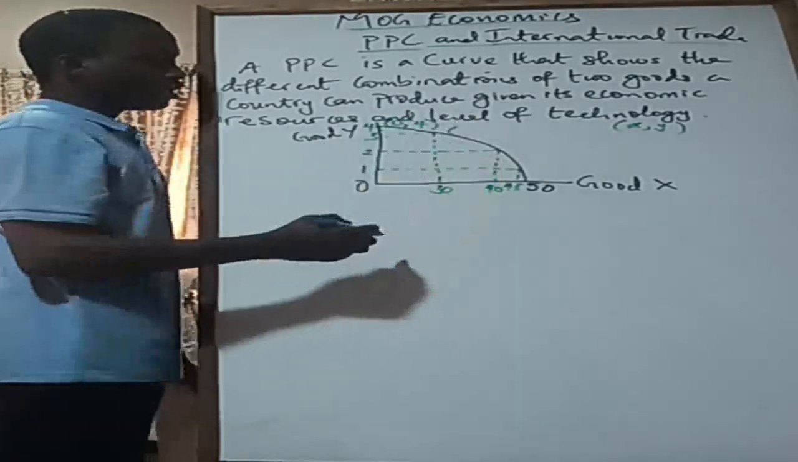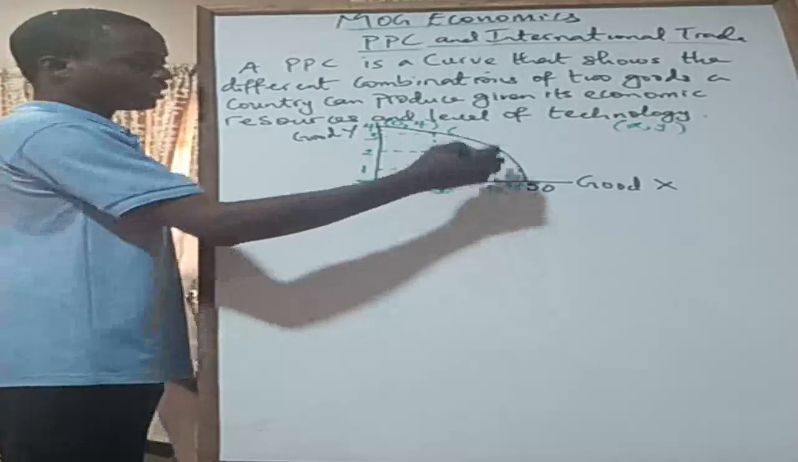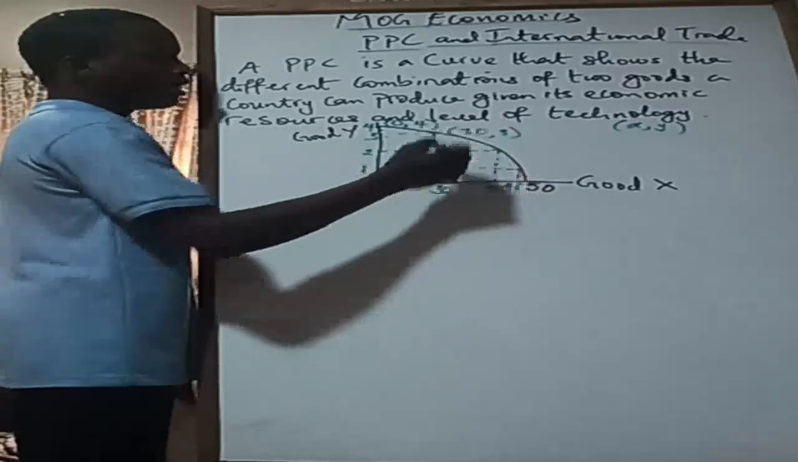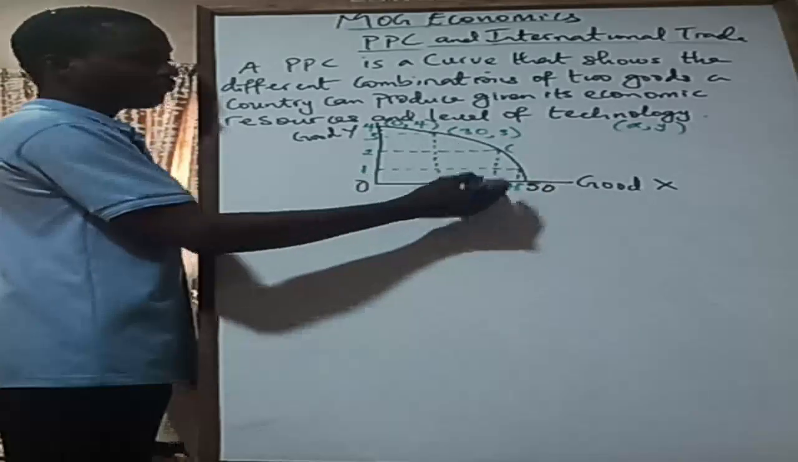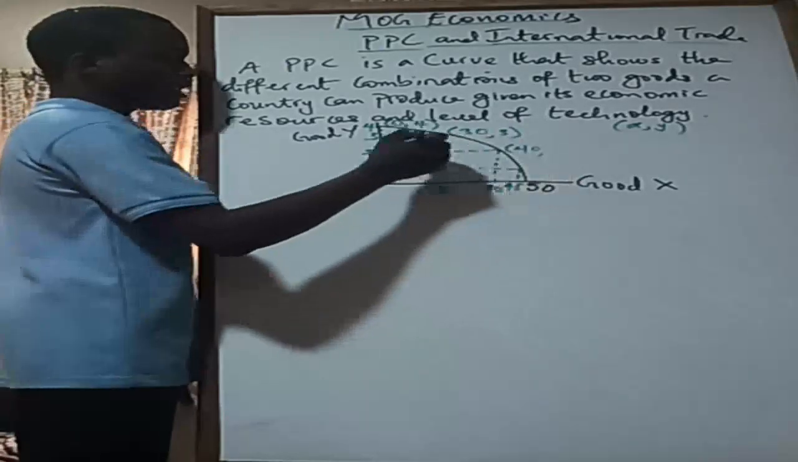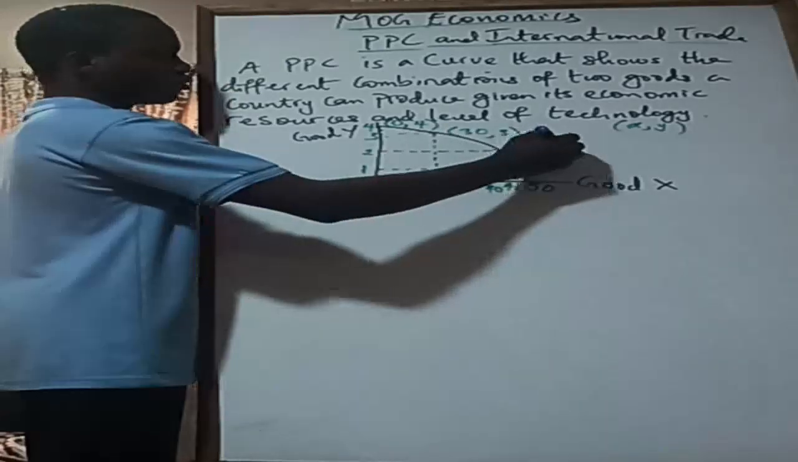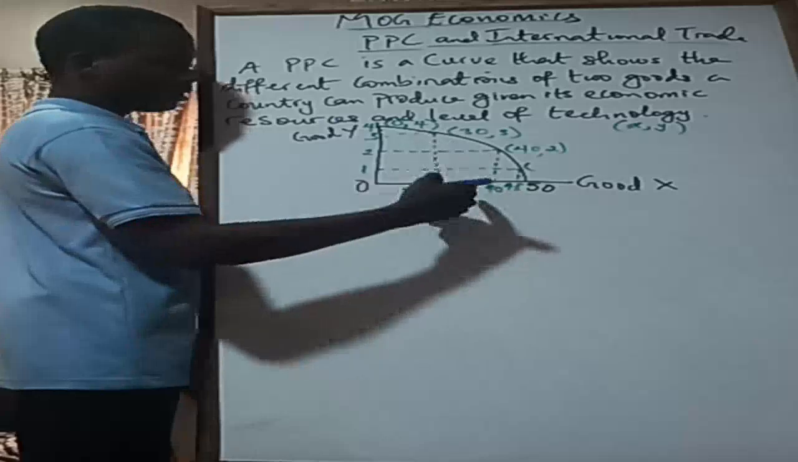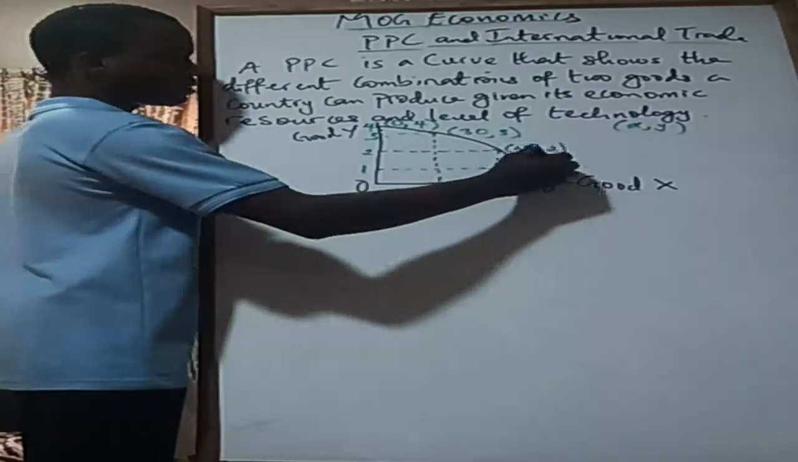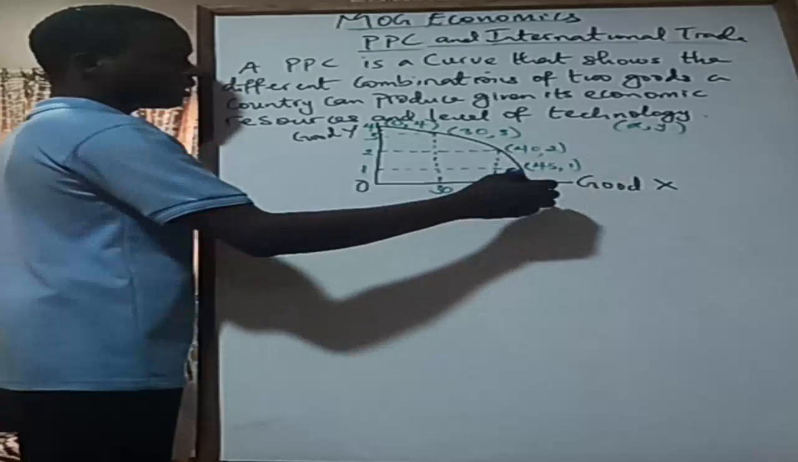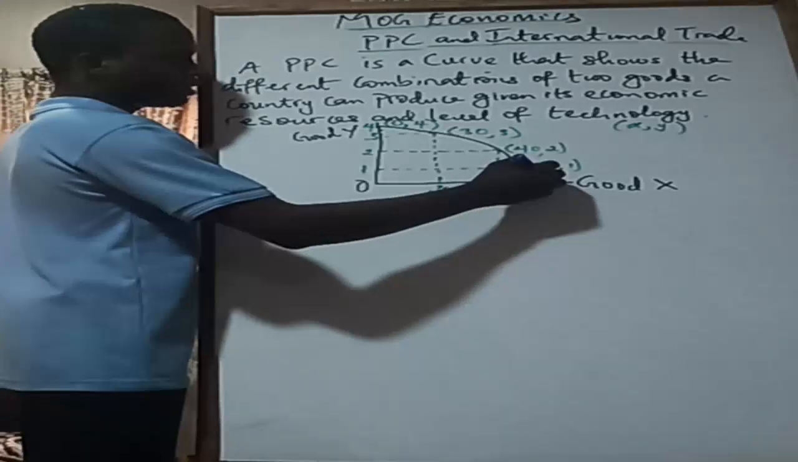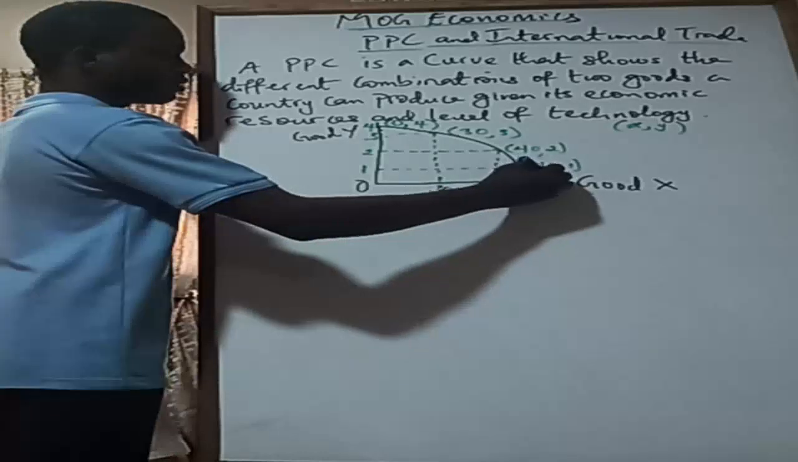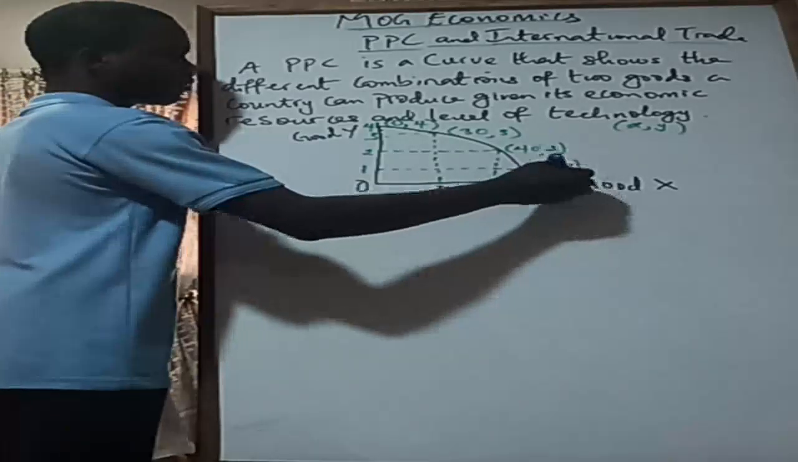Then in this place, you are producing 30 of good x and 3 of good y, right? If you come here, you are producing 40 of good x and 2 of good y. And then if you come to this part, you are producing 45 of good x and 1 of good y. Then if you come to this point here, you are producing 50 of good x and 0 of good y.